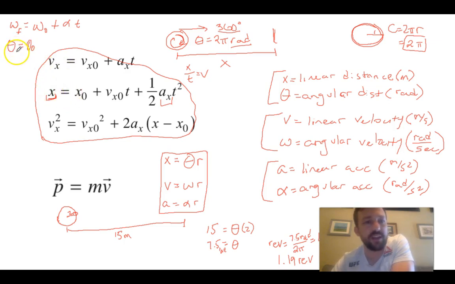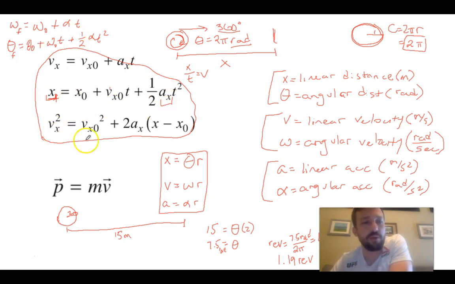X is theta, and you can kind of think of it as the final. That's how I usually think about this x, as the final. Final x equals the initial x plus the initial velocity, so that would be omega, times time, plus a half alpha t squared. Okay, there's that whole formula written angularly.